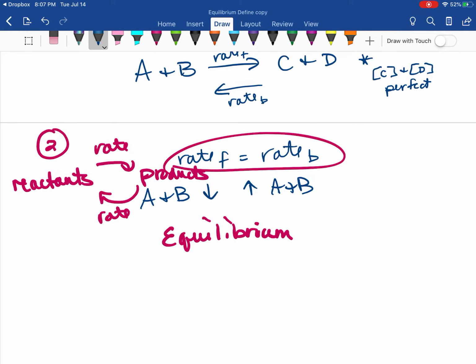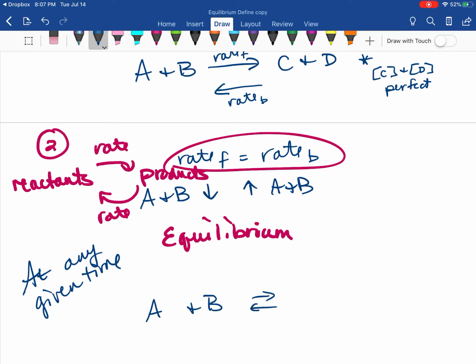Now let's get a little bit practical. How would you even know that, and what would that look like? Well, let's think about it. At any given time, let's picture our reaction again. Okay, at any given time, let's put our little moles back in there.